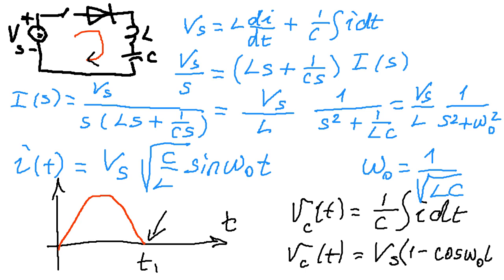So that means, if it is all right so far, we have already obtained the current function, which is a sinusoidal, the red one. This is the current i.